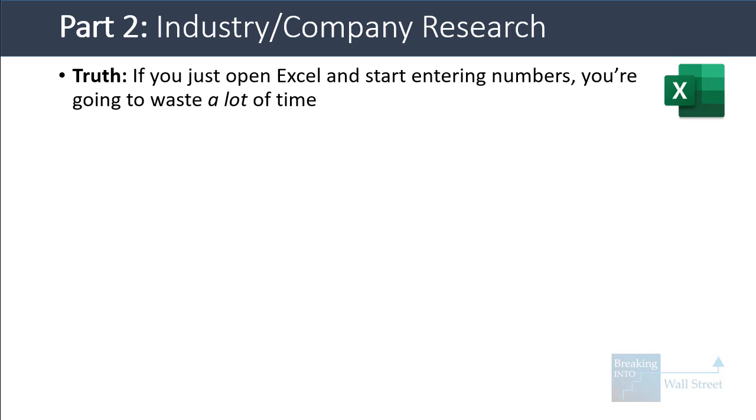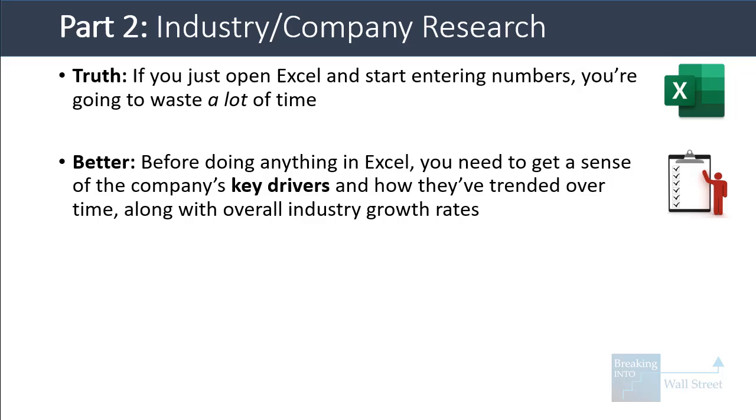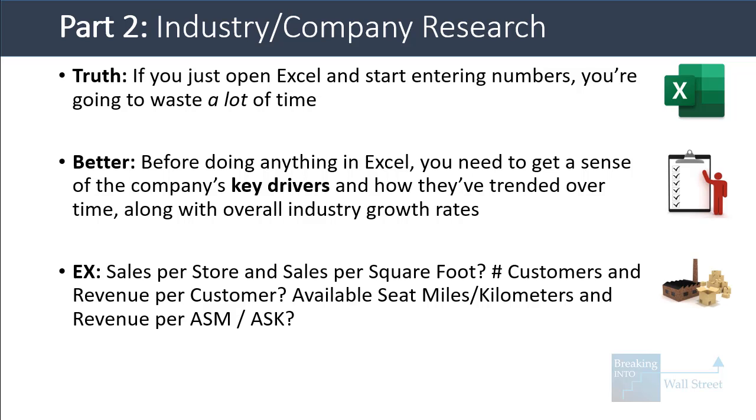Let's now go into part 2 and talk about some of the required industry and company research. The truth is, if you just open Excel and you start entering numbers, you're going to waste a lot of time. Before you do anything quantitative, you need to get a sense of the company's key drivers and how they've changed over time, along with the overall industry and what the growth rates and the margins and the cash flow profiles look like for companies in that industry. For example, for a retailer, the key drivers might be sales per store or sales per square foot. It might be number of customers and revenue per customer. It might be something like available seat miles or available seat kilometers, or revenue per available seat mile or revenue per available seat kilometer for an airline.